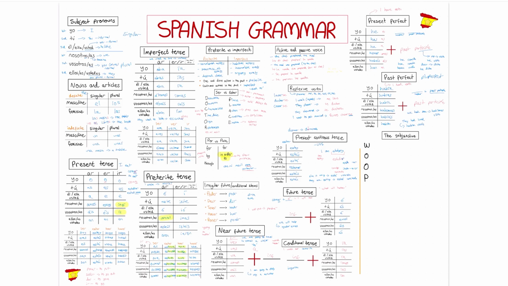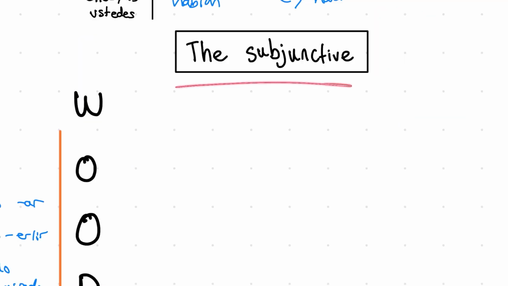The only other thing we have left is the subjunctive, which isn't really a tense, it's more of a mood. And I'm going to do that in just a second. If you have any questions so far, leave a comment below. Now on to the subjunctive.